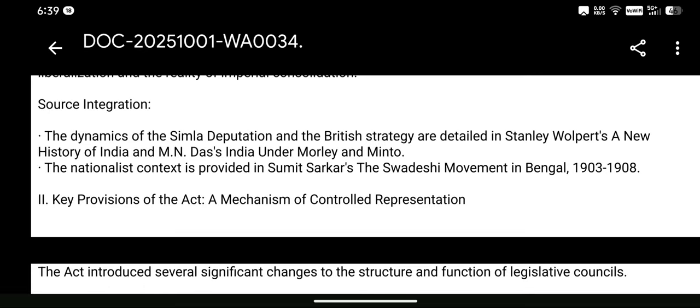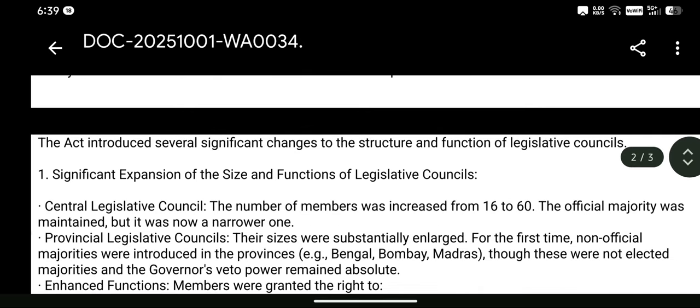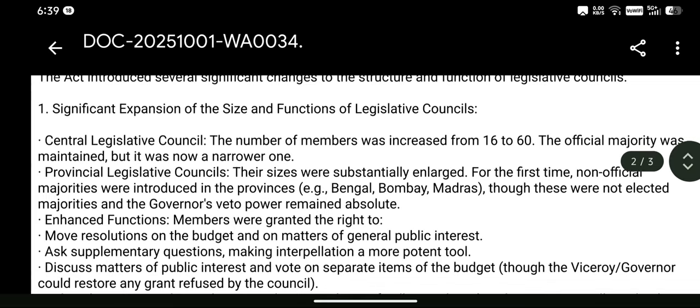Key provisions of the Act, a mechanism of controlled representation. The Act introduced several significant changes to the structure and function of legislative councils. The significant expansion of the size and functions of legislative councils. Central Legislative Council: the number of members was increased from 16 to 60. The official majority was maintained, but it was now a narrower one.